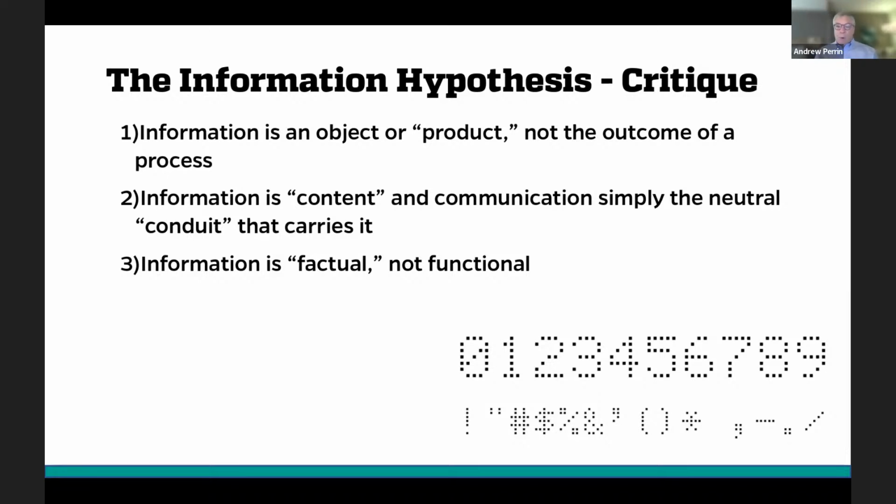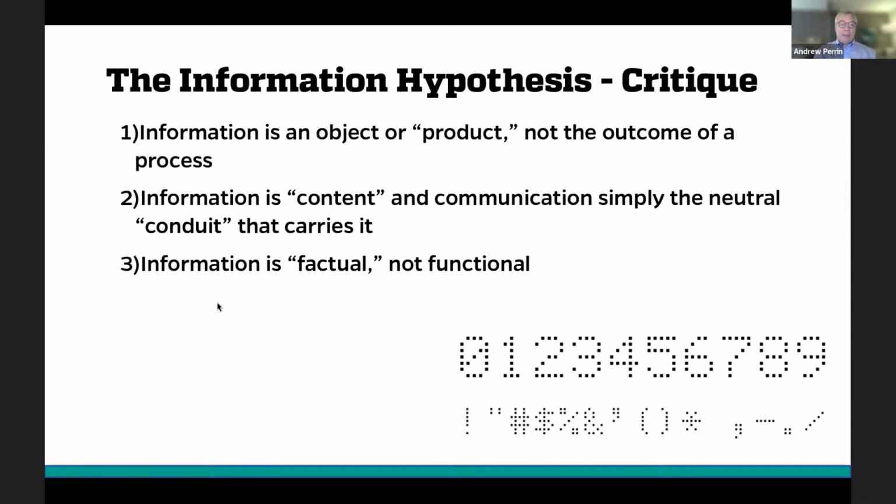It is that which informs. And it became an object or product only as the kind of cybernetic revolution of the mid to late 20th century encouraged us to think about information as being data independent from process. That is data that could be carried cybernetically rather than engaged with argumentatively. Similarly to this, it assumes that information is factual, not functional, that it's simply a truth. It's not a truth that does something.